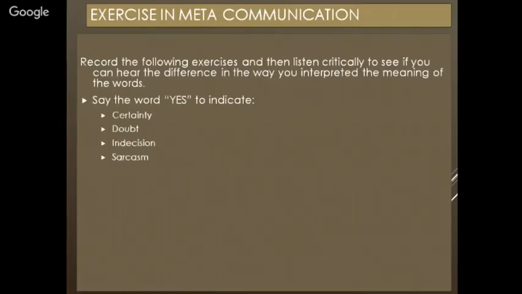Okay. This is the first one. I request all the participants in the studio as well as in the Nodal Center, kindly read it. We will do this exercise. We have to use the same word, yes, but it should convey different meanings the way you pronounce it. So your meta communication will play an important role in this.